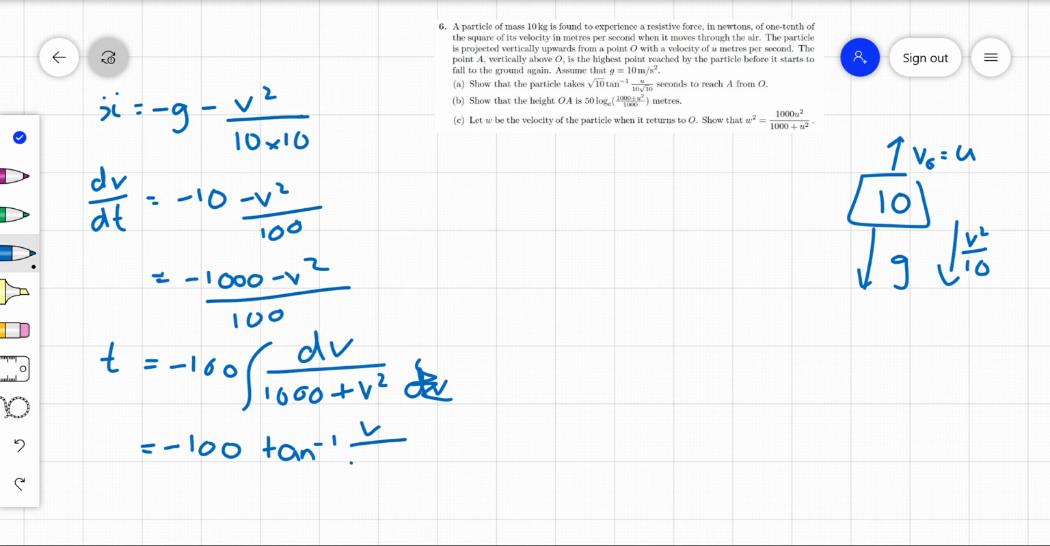So we're going to have v on the square root of 1,000. So I need the square root of 1,000 out the front as well. And I'm going to make this a definite integral. So we started at velocity of u and we're going right up to A, which is where it turns around. So it's got velocity of 0.